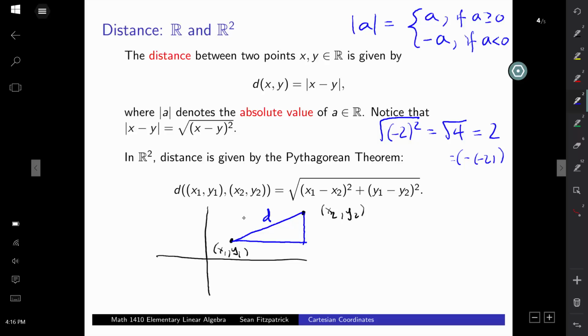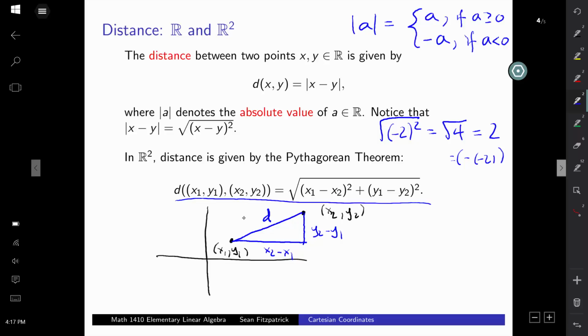But we know that the length of the base here is just going to be x2 minus x1, right? The difference between the x coordinates. The height is going to be y2 minus y1, right? As I've drawn it, x2 is bigger than x1 and y2 is bigger than y1, so I've done x2 minus x1, y2 minus y1. But of course, if I'd done it the other way around, I would get the negative of what I have here, but when I square things, that negative goes away, and so we get this distance formula right here. And it's coming exactly from the Pythagorean theorem.